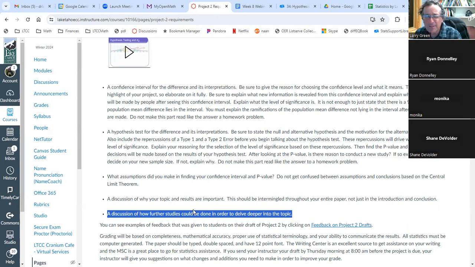I don't give an example of a done project because what I found is there's too much copying and pasting if I do that. But here's what I do: I'll let you click on the link and it'll give examples of feedback that I've given for project two drafts, so you know what goes wrong. Does that make sense?